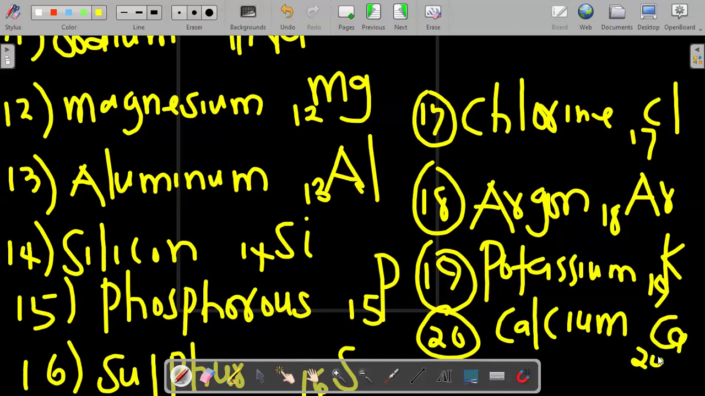So these are the first 20 elements of the periodic table. We are going to use this to see why they are grouped according to either their atomic number or their chemical properties. Okay, so how do we remember the first 20 elements?